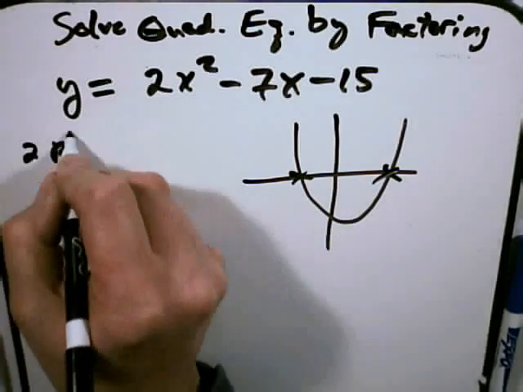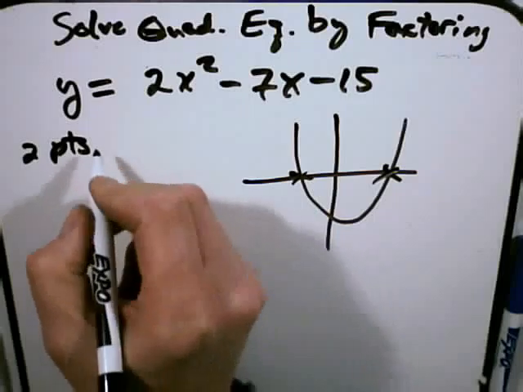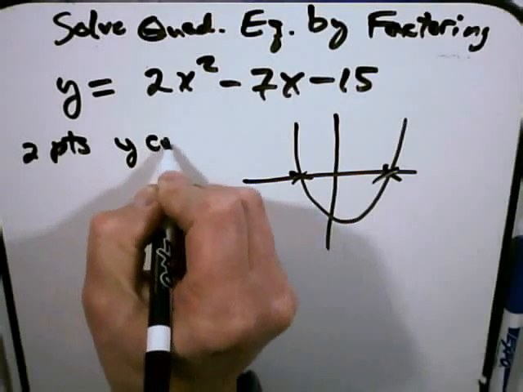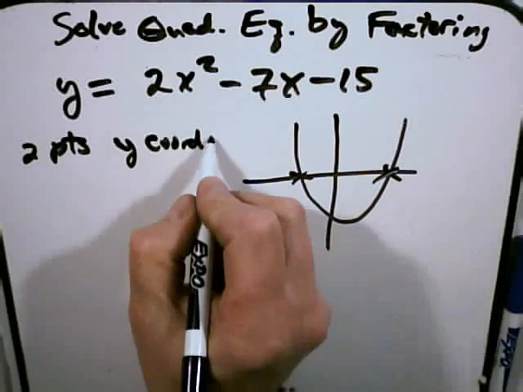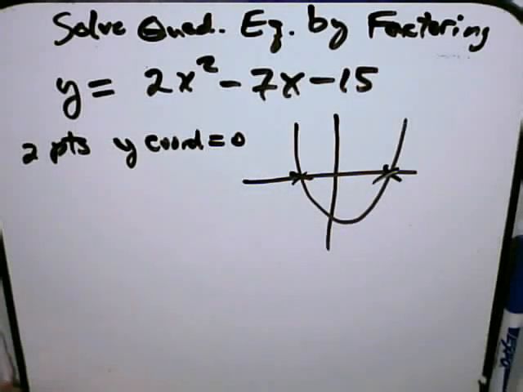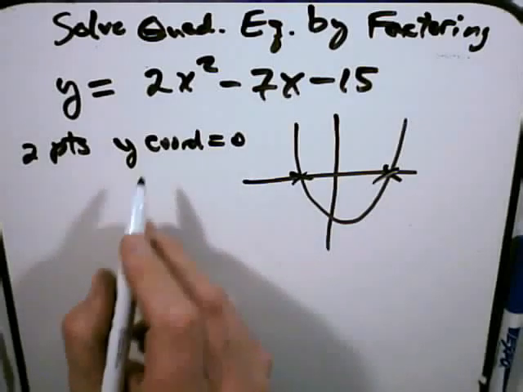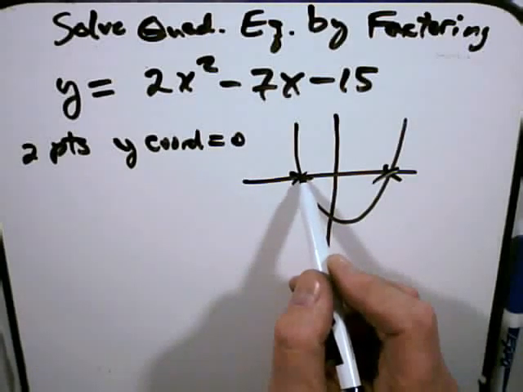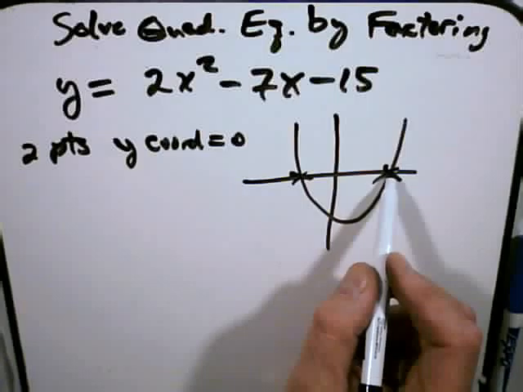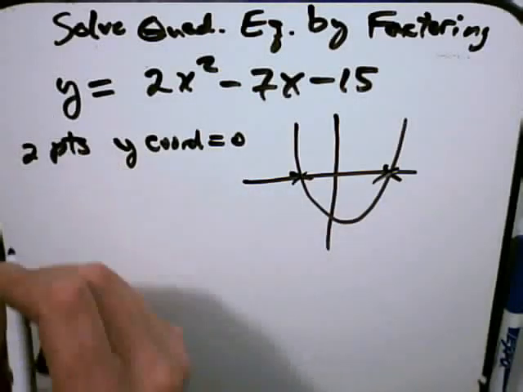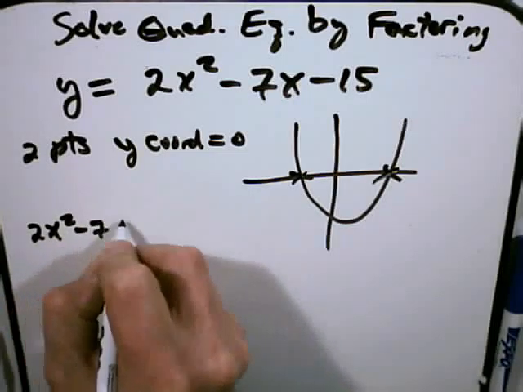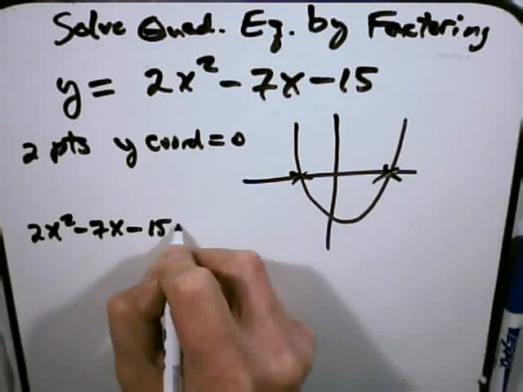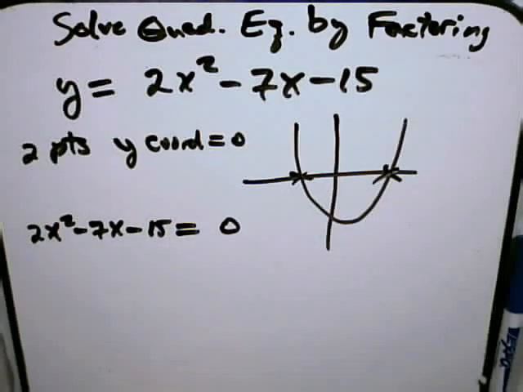Well, there's 2 points. Remember, when you cross the x-axis, the y-coordinates of both equal 0. So what we're really doing is looking for the x's when the corresponding y is 0. In other words, let's take a look at that original equation. We're looking for when 2x squared minus 7x minus 15 equals 0. That's starting to look pretty familiar, isn't it?